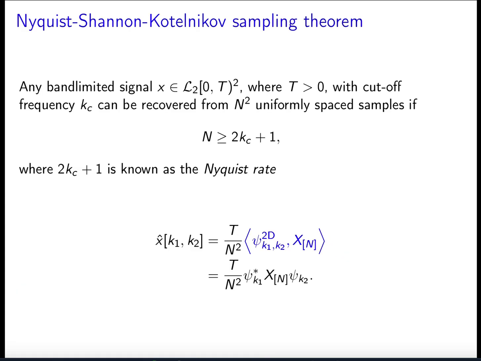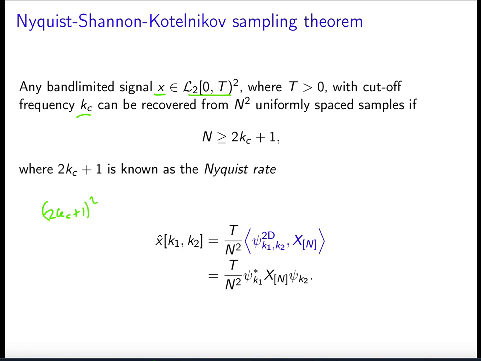As a result, we can prove the Nyquist theorem based on these 2D sinusoids, and the way we recover, so basically, let me go slowly through this. We have a bandlimited signal x, which is defined on this square, 0 to T by 0 to T, and there's a cutoff frequency kc, so we can recover this (2kc plus 1) squared. So the number of Fourier coefficients is (2kc plus 1) squared.